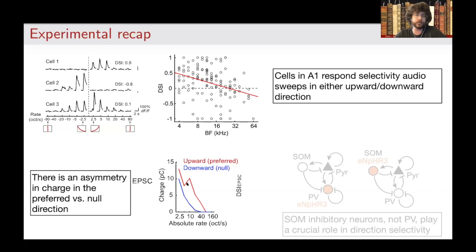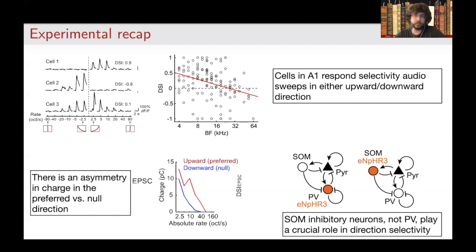And we see that SOM cells are a crucial component, while PV cells don't really seem to have a major impact on direction selectivity. So we observe that, but the question remains: why are SOM cells able to have such a strong role in this computation? What allows them to play that role in this circuit? Meanwhile, what prevents PV cells from having more than a minimal effect? That's something we can get at if we build up a model.